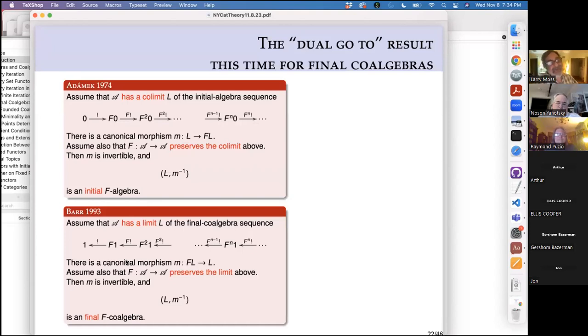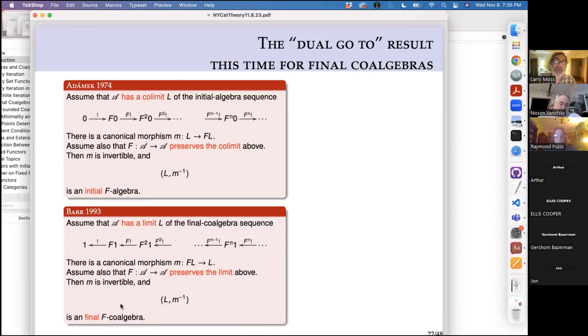And in fact, I'll remind you how limits are constructed in the category of sets. So in this case, there's going to be a morphism from FL to L. In the good case, the functor preserves the limit. That means if you apply the functor to the limit diagram, you get the same thing as if you applied it individually to each point. In that case, this morphism M is invertible. And when you invert it, you get a final coalgebra.